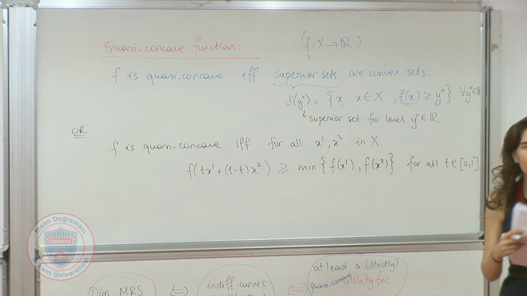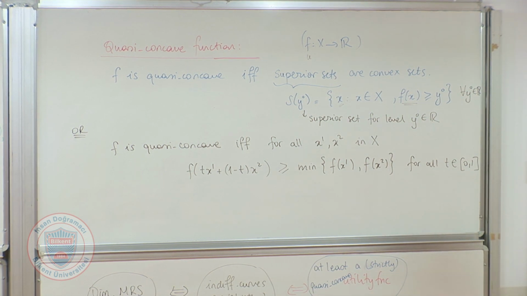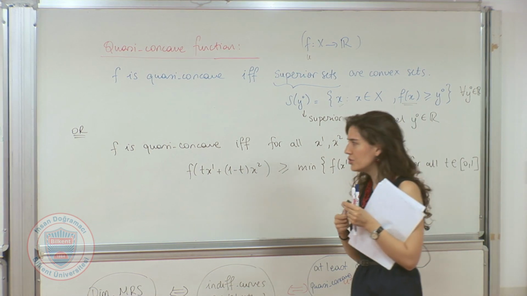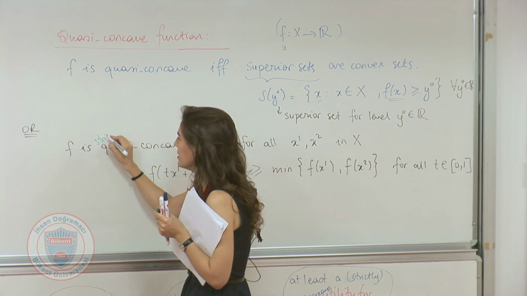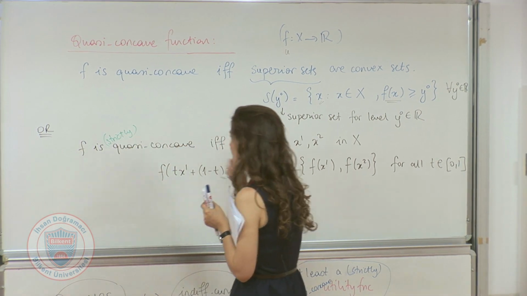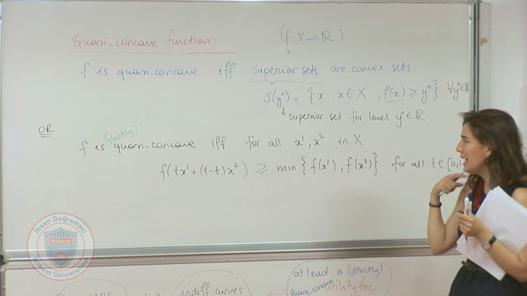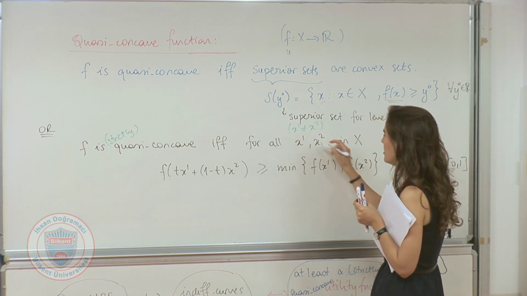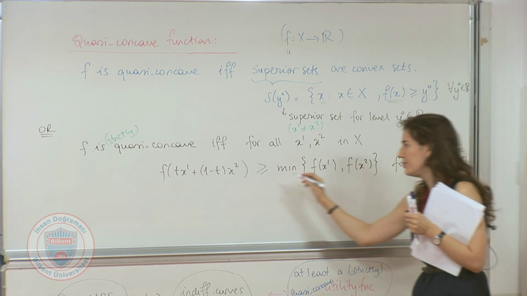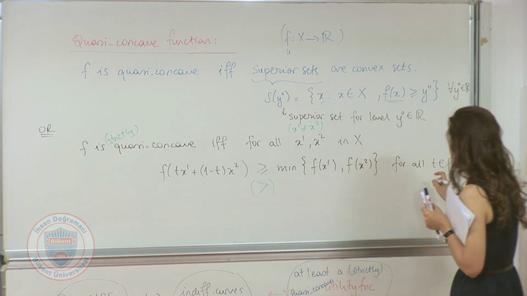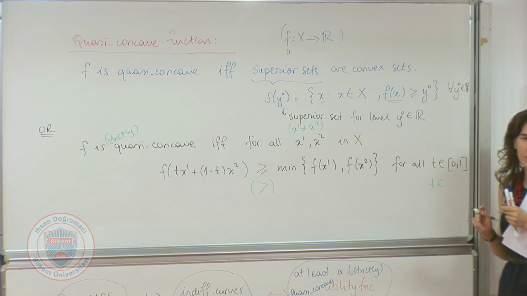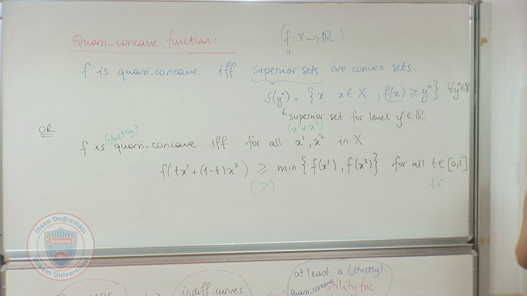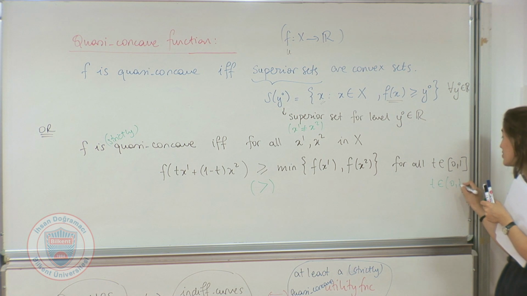So if I want to do this strictly quasi-concave, what should I do? Now you know the trick. If I want to make this strictly quasi-concave, what should I do? I should do this for all x1 which is not equal to x2 in X, right? And then we say this is greater than, and here we say t is an element of what? (0, 1), but open, right? So that's it. These are not tricky questions, okay?